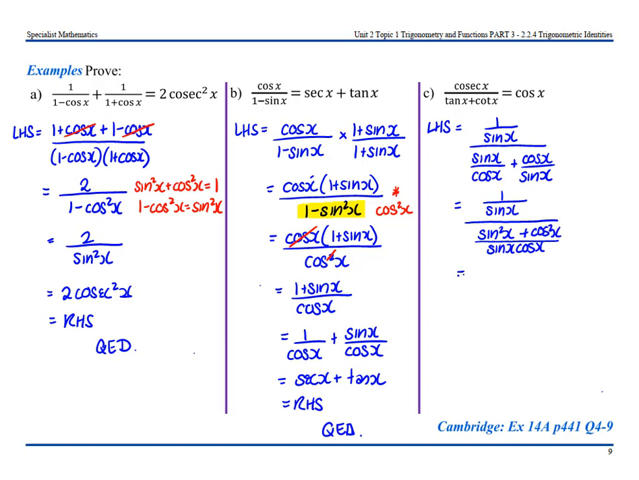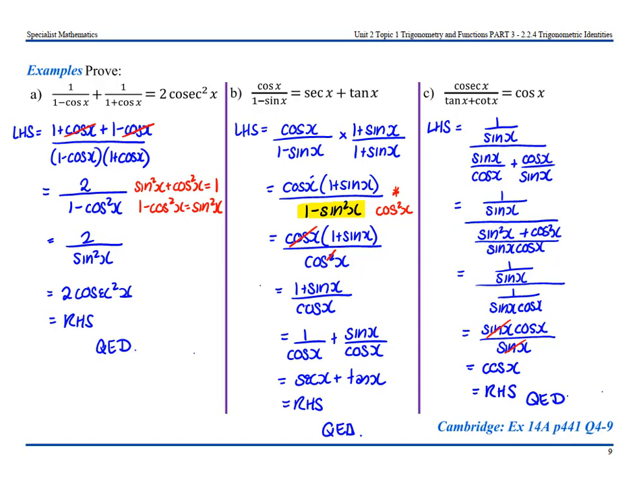So now I have 1 over sine x all over 1 over sine x cos x, which then becomes sine x cos x over sine x. My sines cancel, so I'm left with cos x, which is my right-hand side. Done.